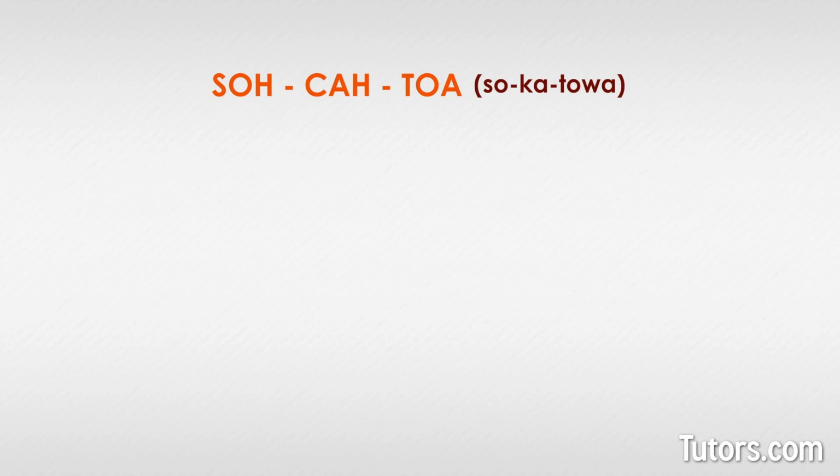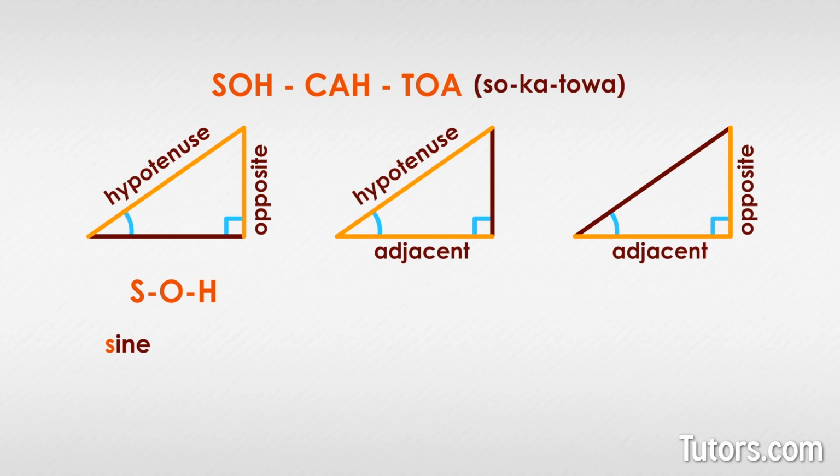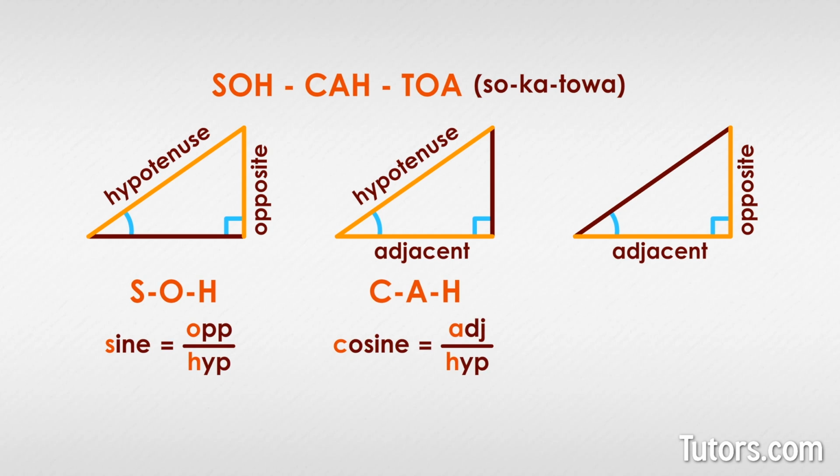SOHCAHTOA is a mnemonic that can help you remember the 3 trigonometric functions relationships. SO for sine equals opposite over hypotenuse. CA for cosine equals adjacent over hypotenuse. TOA for tangent equals opposite over adjacent. Let's apply what we've learned in an example.